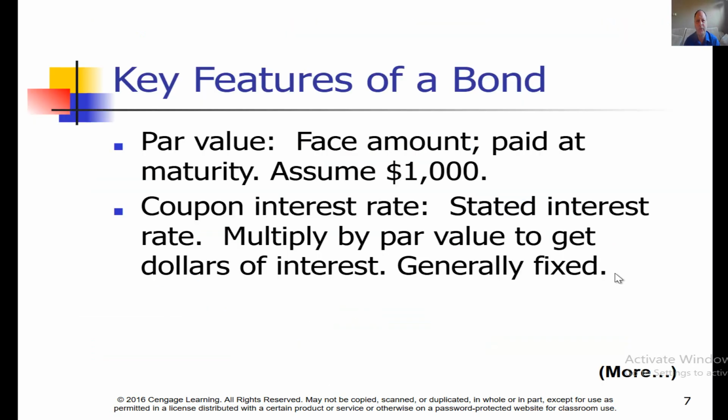Key features of a bond. For the purpose of this chapter, we will assume that all bonds have a face value or par value of $1,000 paid at maturity. The Wall Street Journal makes a different assumption of $100. Obviously, different bonds have different par value amounts. The coupon interest rate will be defined as the stated interest rate. You multiply by the par value to get the dollars of interest that are paid. For most of the bonds we will study, this will be a fixed rate of interest for the life of the bond.